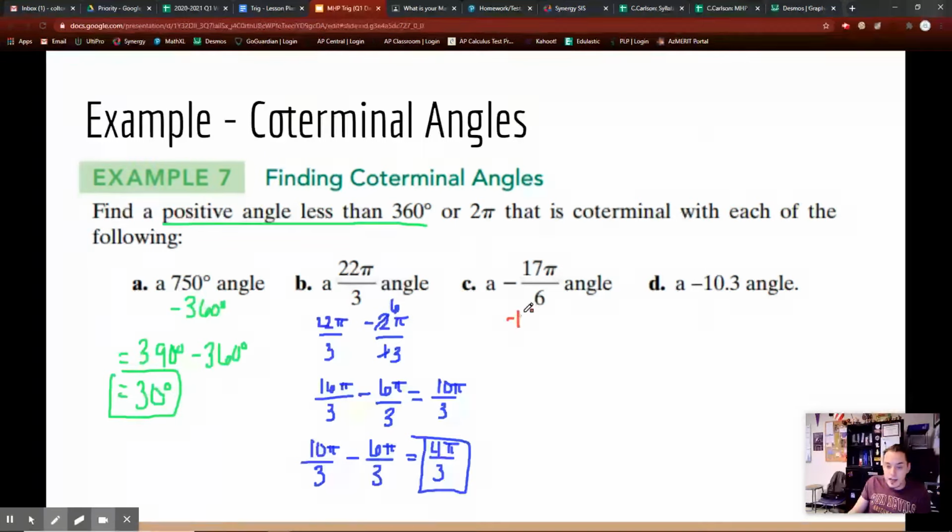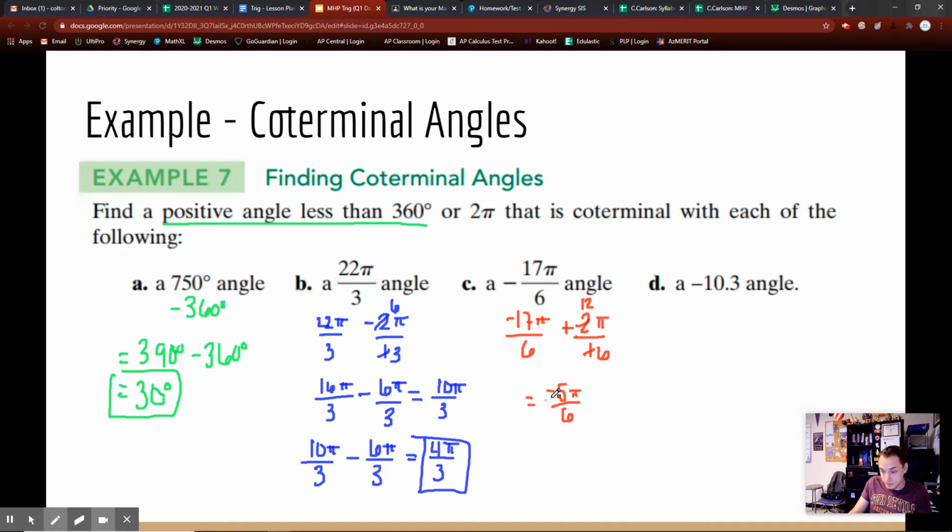Negative 17 pi all over 6. Let's go to town on this. So I want to add 2 pi here. This is 1 times 6 gives me 6, 2 times 6 gives me 12. So negative 17 plus 12 is negative 5 pi all over 6. Okay.